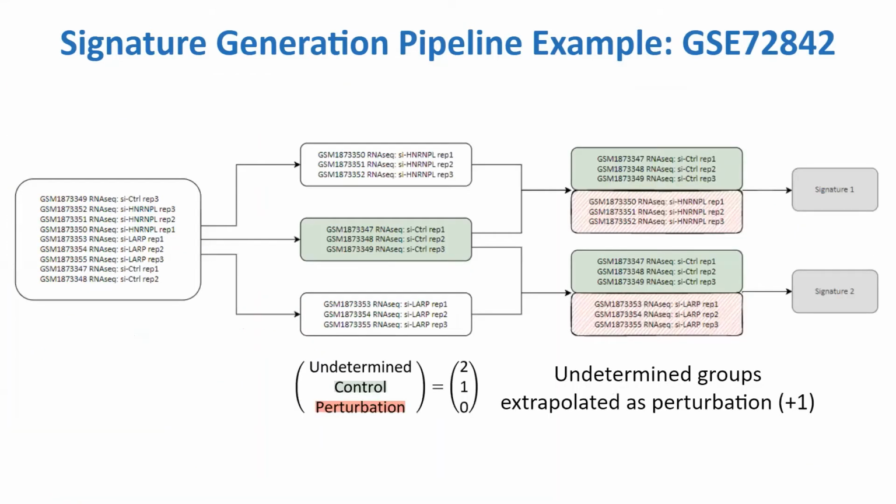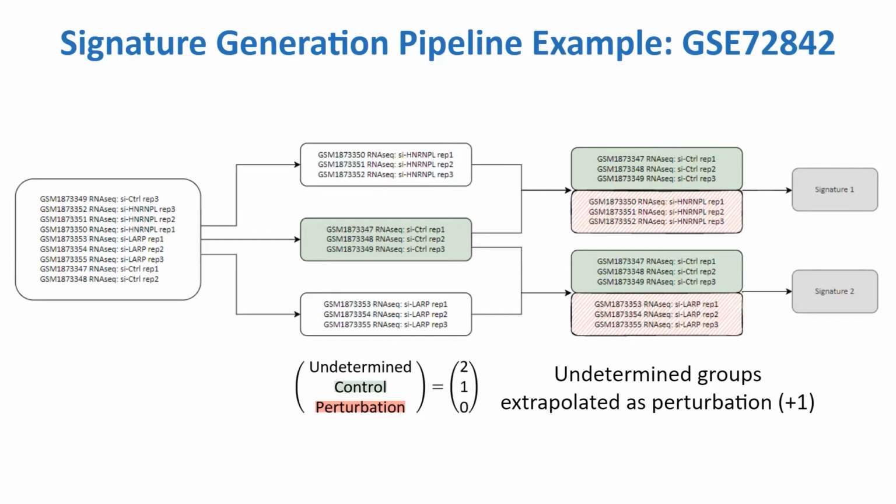The samples are taken from ARTIS-4 and grouped and labeled as control, perturbation, or undetermined. We see here that three groups were found: the SI-HNRNPL replicates, the SI-CTRL replicates, and the SI-LARP replicates, and one of them, which is highlighted green, was identified as the control group due to the keyword found in the sample titles. The other two groups are undetermined, giving the order triple 210.